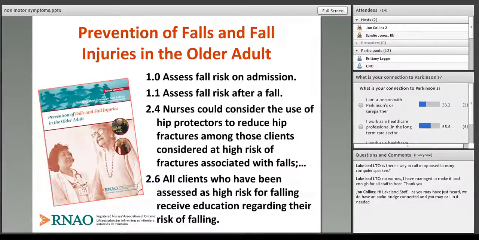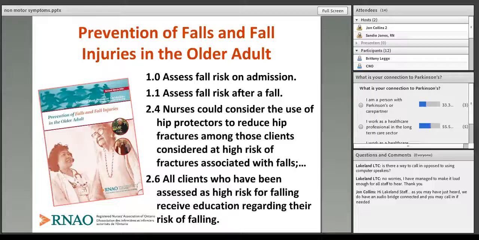And with people with Parkinson's, we need to be especially careful about whether they have this orthostatic hypotension, and that might put them more at risk. And we might want to look at things like hip protectors. Do they work? We might want to talk to our resident who has Parkinson's about this and how we can help them prevent it.